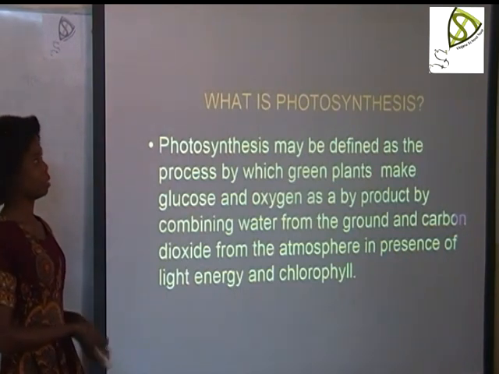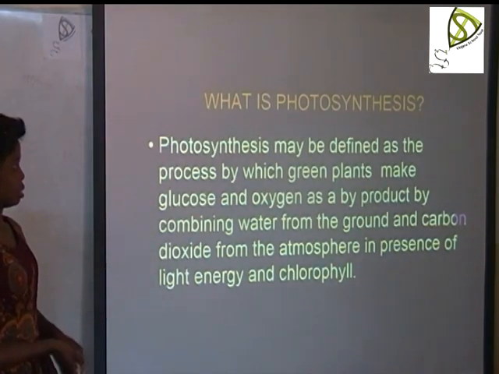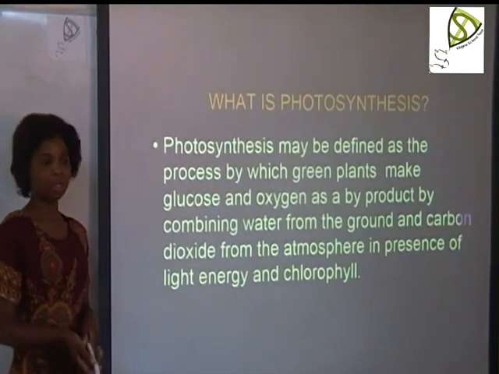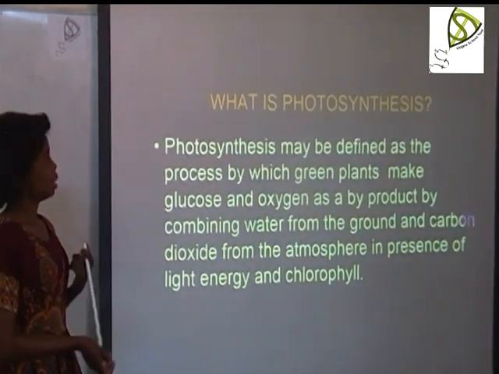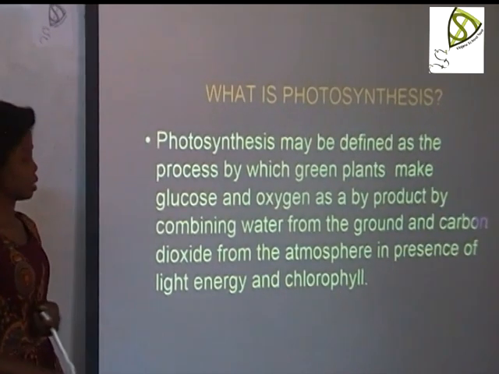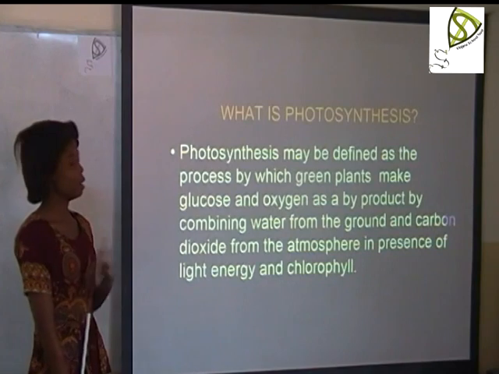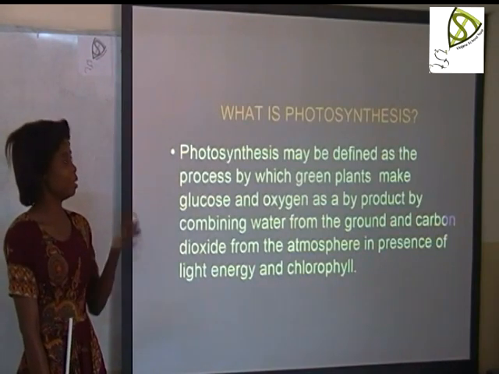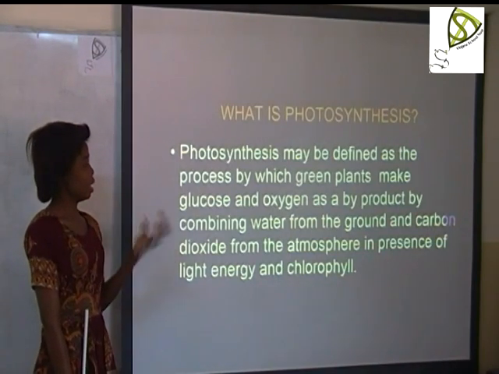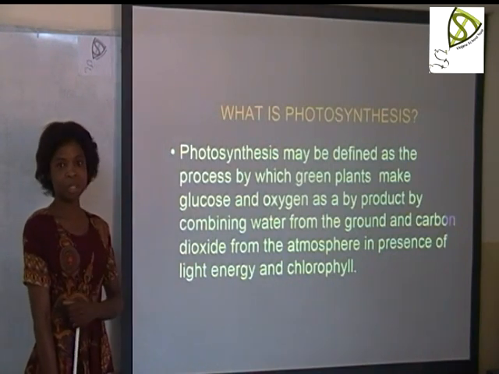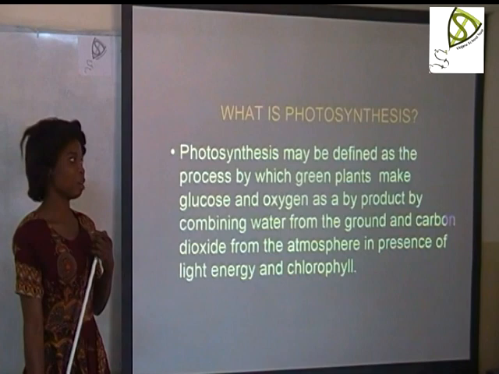Okay, now we want to understand what photosynthesis is. So photosynthesis is simply the process by which green plants use water from the ground, carbon dioxide from the atmosphere, and sunlight which is trapped by chlorophyll in the leaves, to produce the byproducts which are glucose and oxygen.